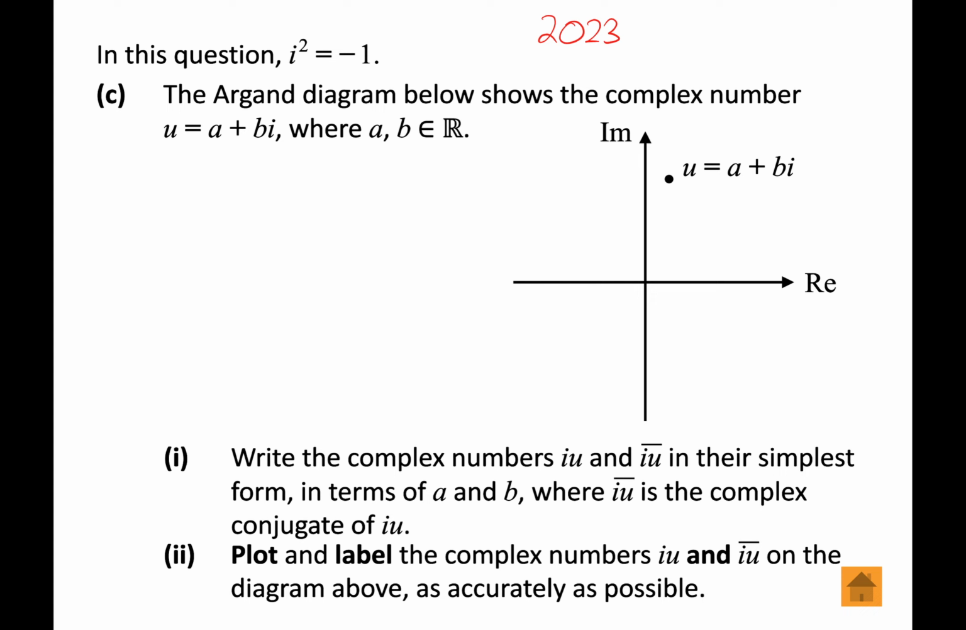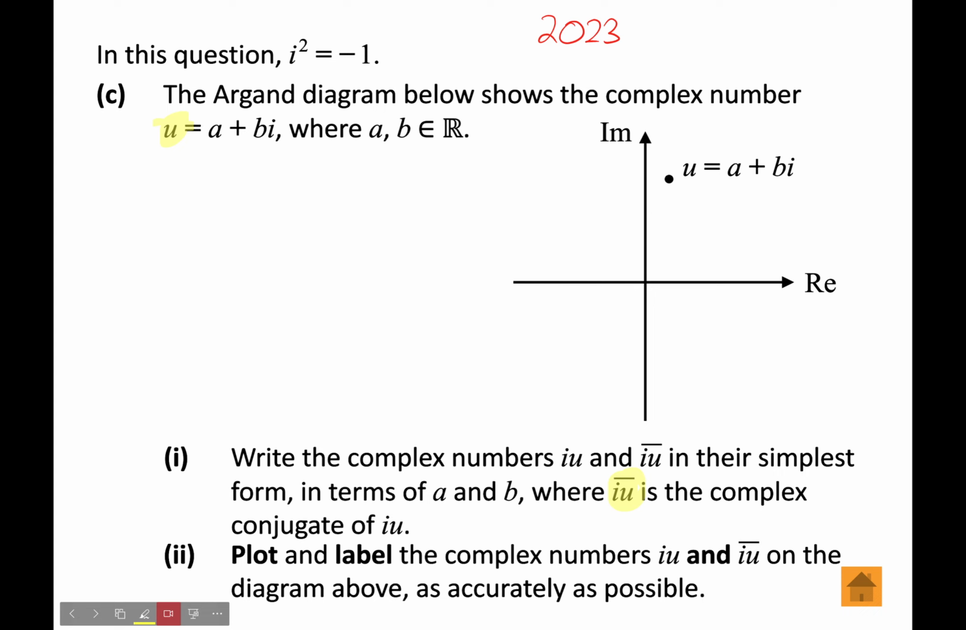It says the Argand diagram below shows the complex number u is equal to a plus bi. So a units out on the real axis, b units up on the imaginary axis. It says write the complex numbers iu, remembering of course that u is equal to a plus bi, and then the conjugate of iu in their simplest forms in terms of a and b, where iu conjugate is the complex conjugate of iu.